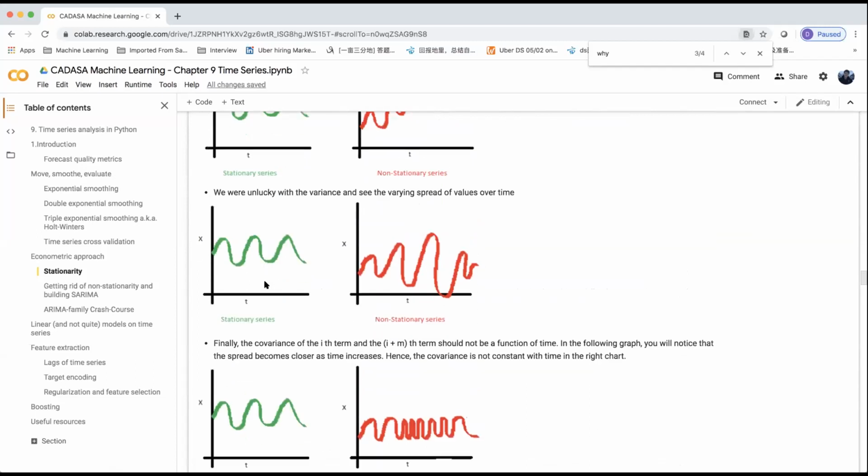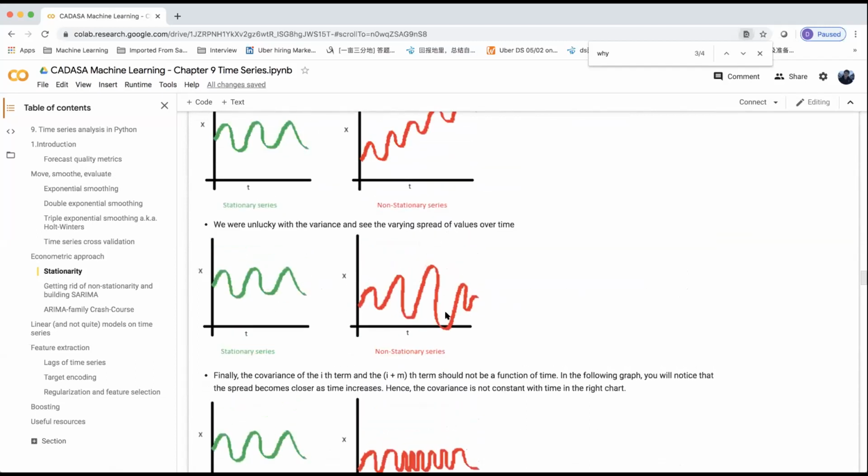For example, if we have this kind of graph here, and it's non-stationary, suppose we try to predict a data point here. That's a bad example. Let's do this. We try to make a prediction here, and we have all the previous data up to this point here.